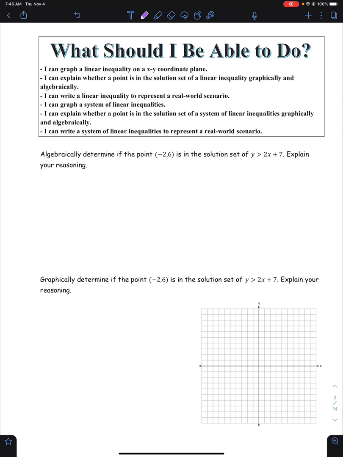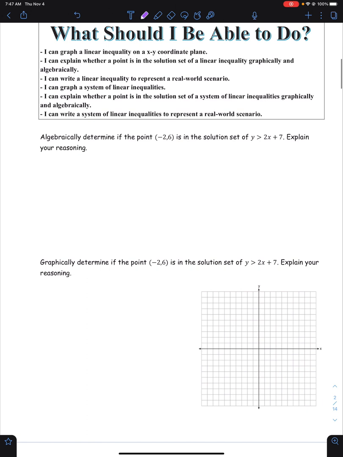We're just looking at linear inequalities, and the next half of the notes is looking at systems of linear inequalities. So when we're graphing two of them at the same time and shading both to see where it's shaded, the double shaded region. So for the first one, let's take a look at algebraically determining. I want you guys to take 3 to 5 minutes to do algebraically determining if that's a solution, and also graphically determining if negative 2, 6 is a solution to this inequality. So pause the video, play it once you're done.